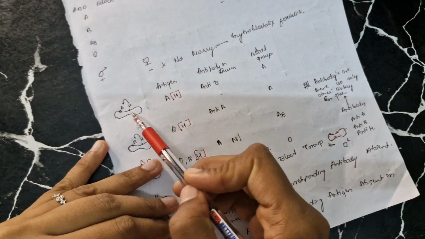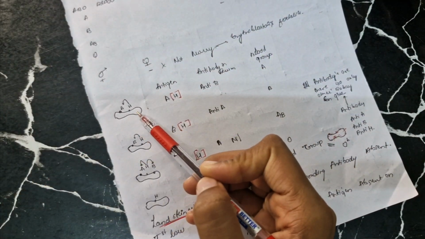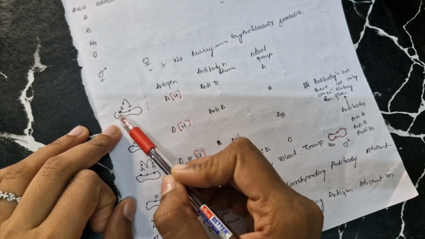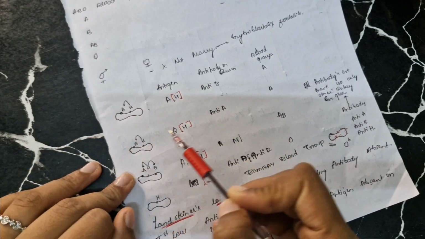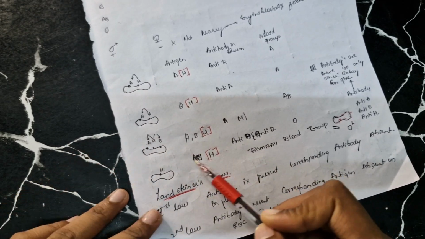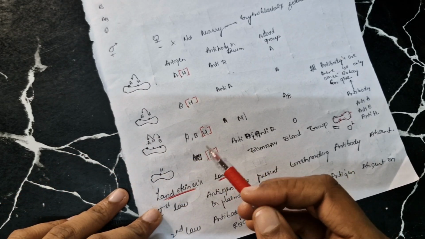This is the RBC, so the antigen will be present on the surface of the RBC. For the A blood group, there will be antigen A. For the B blood group, antigen B. For the AB blood group, there will be both antigen A and B. And for the O blood group, there won't be any antigen.